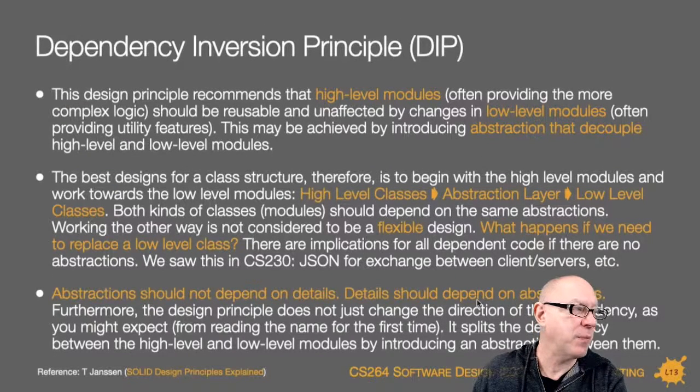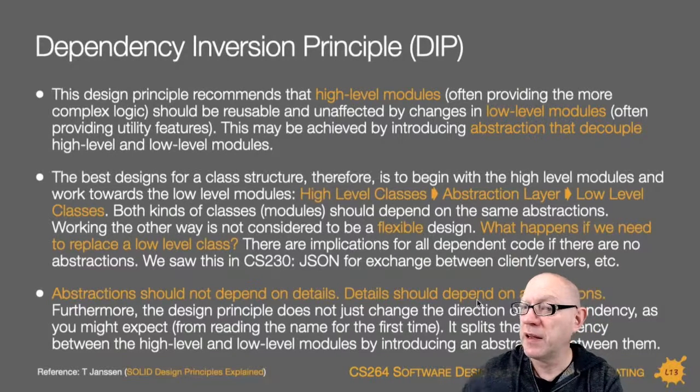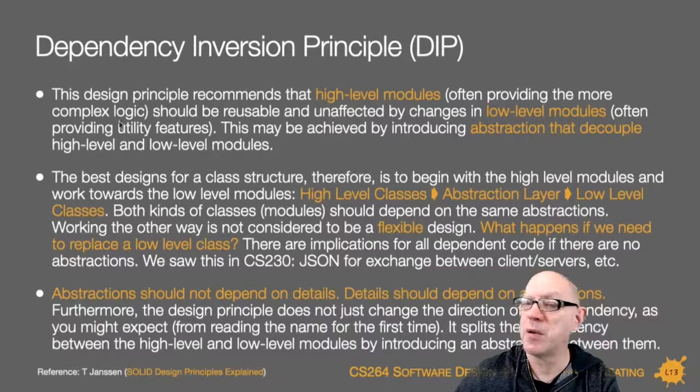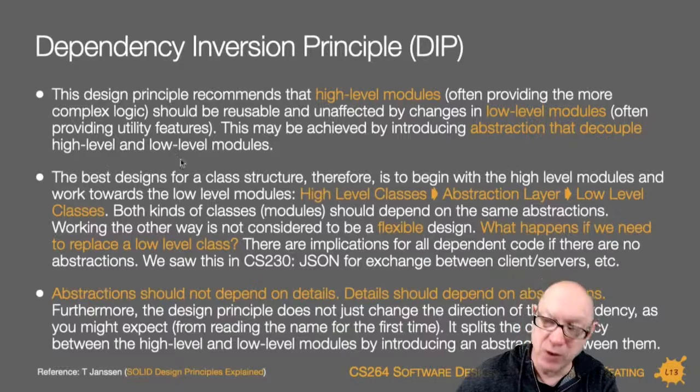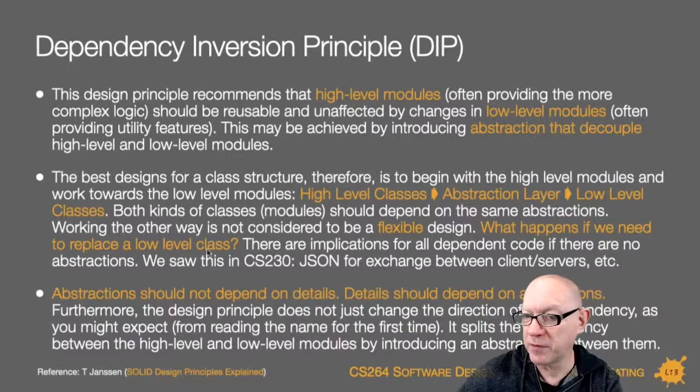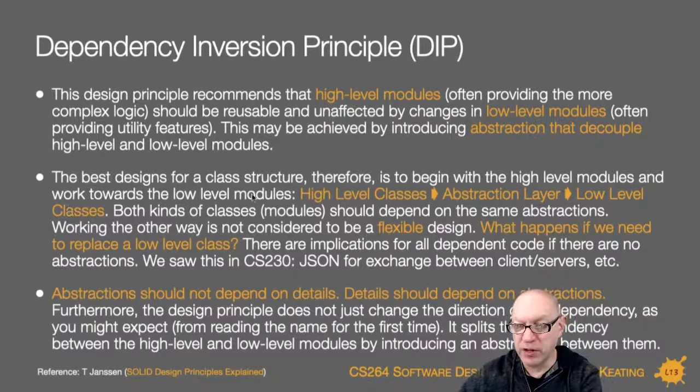So we have the dependency inversion principle next. And this one recommends that high-level modules, which often provide the more complex logic, should be reusable and unaffected by changes in the low-level modules. And this can be achieved by introducing abstraction that decouples high and low-level modules. So this is about abstraction and decoupling. The best design for a class structure, therefore, is to begin with the high-level modules and work towards the low-level modules.